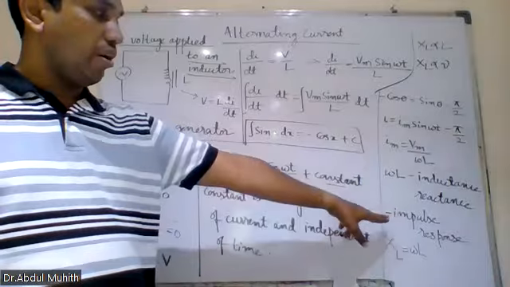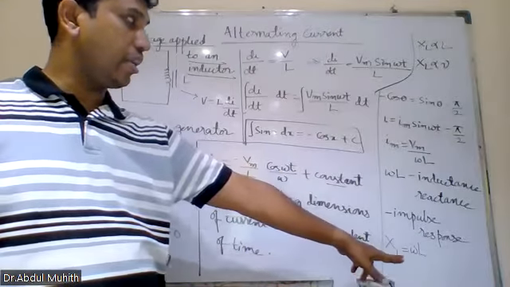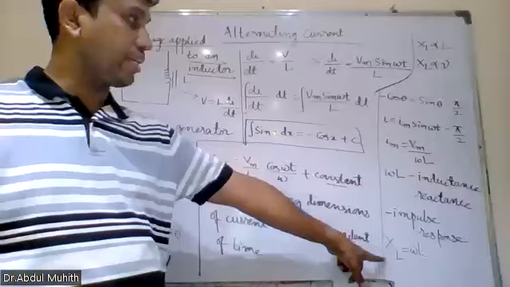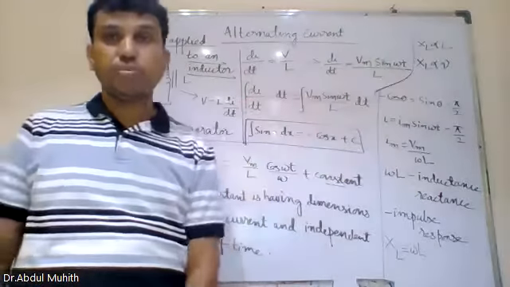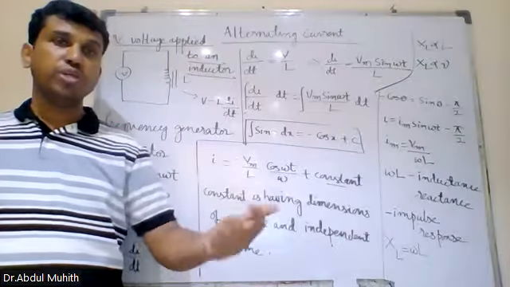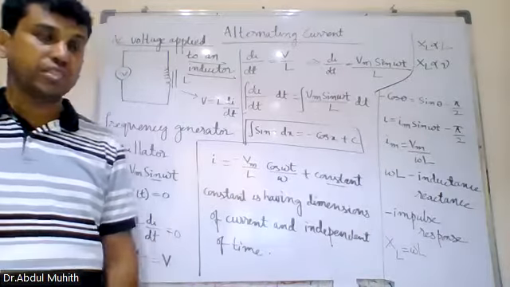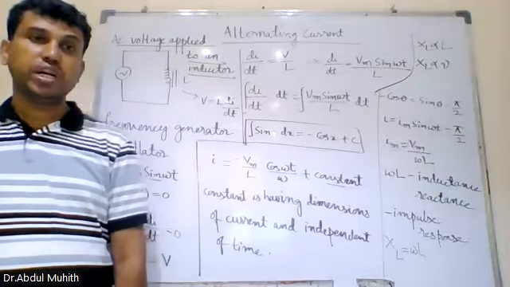So omega L is what? Inductive reactance. So XL is equal to omega L. XL is said to be inductive reactance. This is important: it's directly proportional to the inductance and also directly proportional to the frequency. More the frequency, more will be the inductive reactance. More the inductor value, more will be the inductive reactance. Is it clear to all of you?